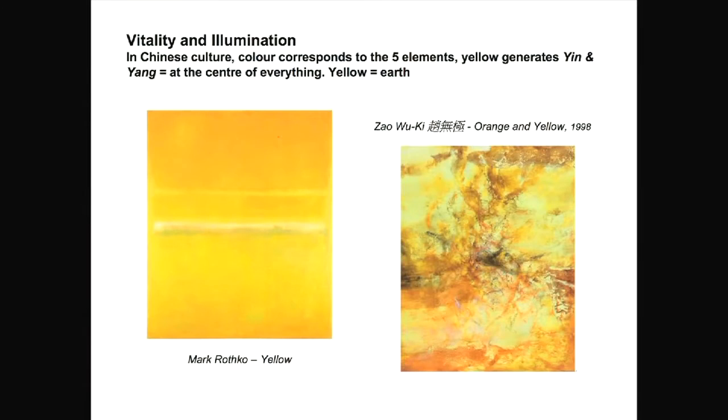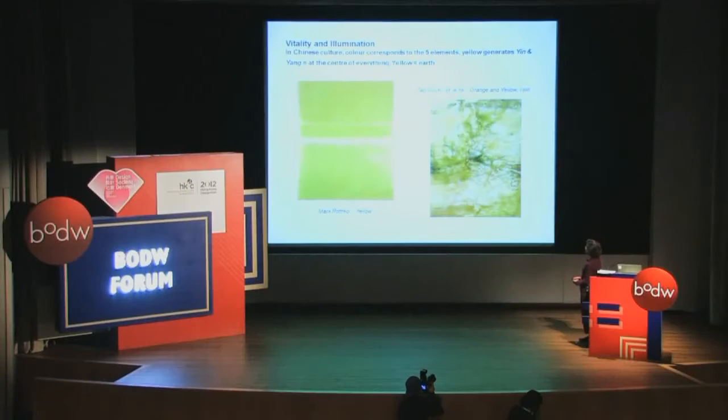Vitality and illumination. In Chinese culture, color corresponds to the five elements. Yellow generates yin and yang. It is at the center of everything. Yellow equates with earth. So I use Mark Rothko's two shades of yellow, but it is not two shades, it's many gradations of yellow for a master colorist. On the other side, Zhao Wuji's orange and yellow, it is yellow onto the next adjacent shade of orange.